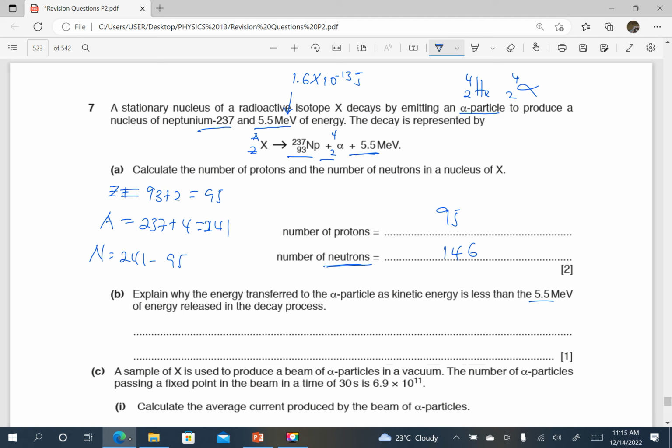Okay, the symbol is this one. We can simply say that the Np nucleus also has kinetic energy, or we can even add gamma radiation is produced.